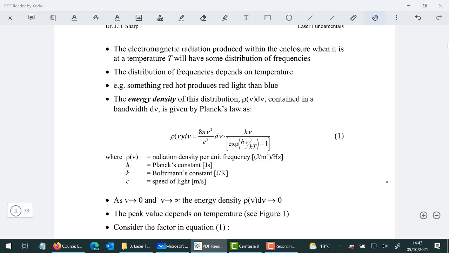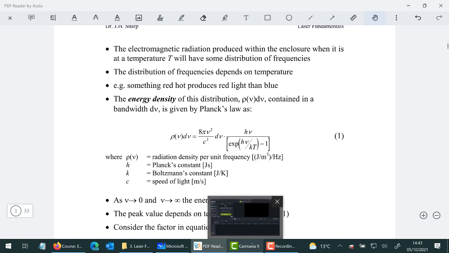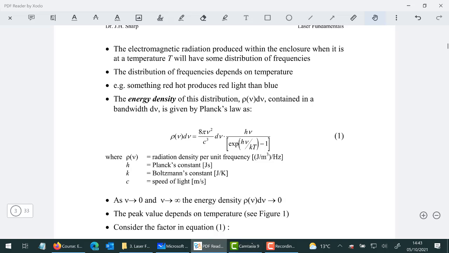So if we have one of those black body enclosures and we start to heat it up, then it will start generating electromagnetic radiation. It will start producing heat, or infrared radiation. You'll be able to feel the heat before you can see any light. And that distribution of the frequencies or wavelengths depends on temperature, as we saw above.